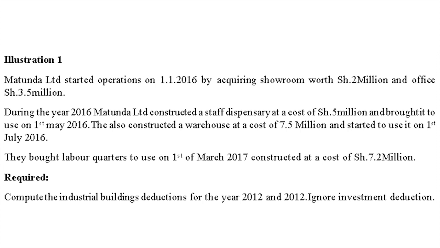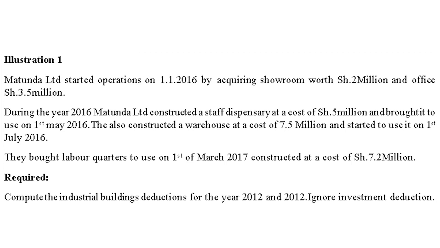They constructed a staff dispensary. Staff dispensary is a building in use for the welfare of workers at a cost of 5 million and brought it to use on 1st of May. Now, remember we said that industrial building deduction is going to be prorated proportionately to the period that, for example, the staff dispensary was used. So since they started using it on 1st of May, we're going to count from May to December. So we will have 8 months: May, June, July, August, September, October, November, and December, 8 months.